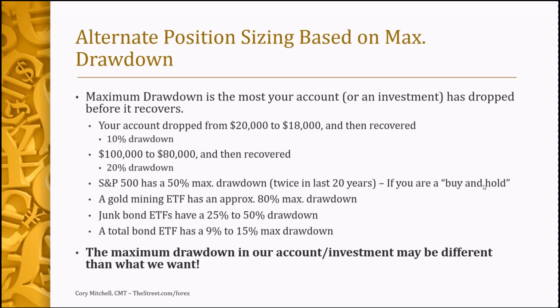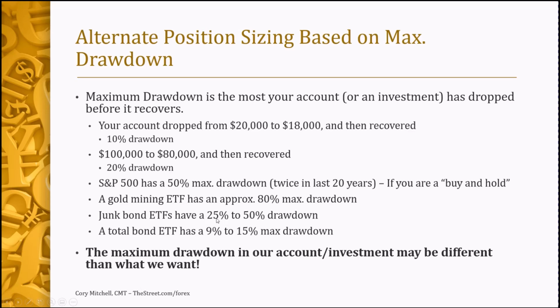If you hold a gold mining ETF, you could see an 80% drawdown. If you hold junk bond ETFs, you could see a 25 to 50% drawdown. If you hold a total bond fund, something that's considered very safe, a bond fund that has lots of different types of bonds in it, municipal bonds, corporate bonds, government bonds, you still could see a 9 to 15% drawdown before it recovers. And that's important. And on these ones, I put these ranges, and I really could have done it on all of these.